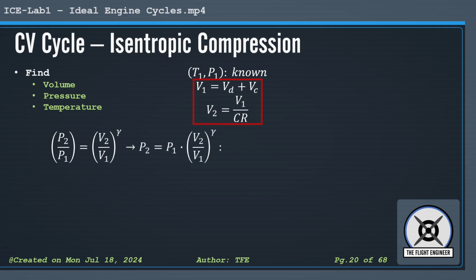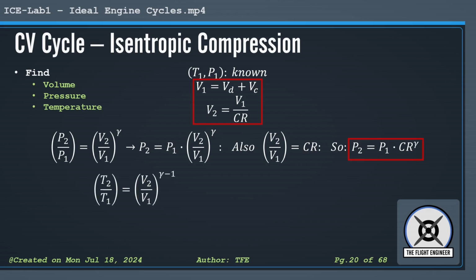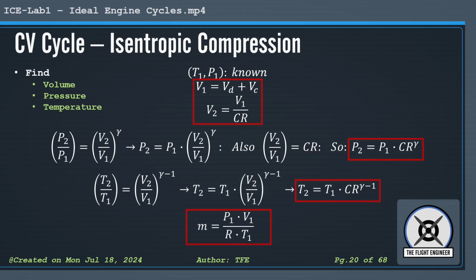As a side note, we can rearrange our compression ratio equation and find that compression ratio equals volume 2 over volume 1, so CR can be substituted in anywhere that we see that ratio. So this gives us the pressure at 2 is equal to the pressure at 1 times the compression ratio raised to gamma. We also have a relation for the temperature ratio, which is equal to the volume ratio raised to gamma minus 1. Rearranging this, we get a very similar final equation. Lastly, for this section, we can calculate the mixture's mass via the ideal gas law. PV equals MRT. This rearranges to mass equals PV over RT.